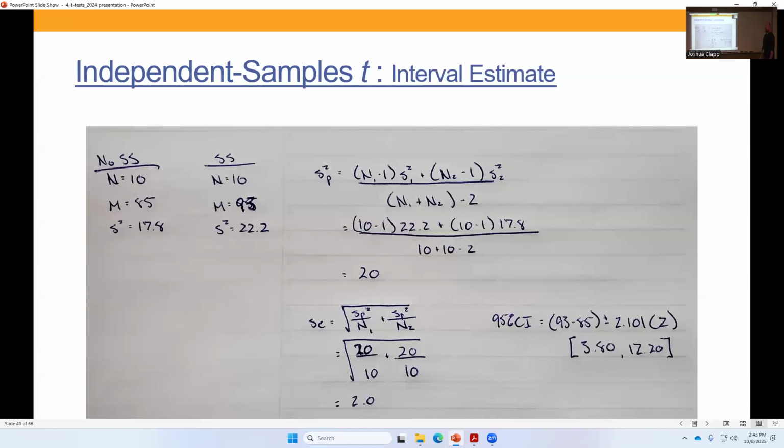Where did I get 2.101? Yeah, Kevin, the table. Yep, that's your critical t, right? Here you've got 10 and 10, so I've got degrees of freedom of 18. So if you look at your t table, find degrees of freedom of 18 with alpha 0.05, it's going to give you a critical value of 2.101.